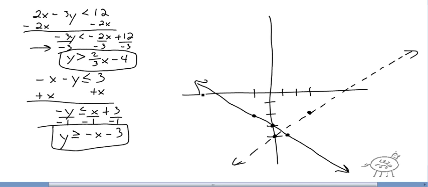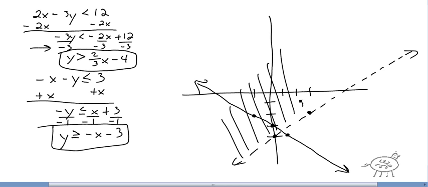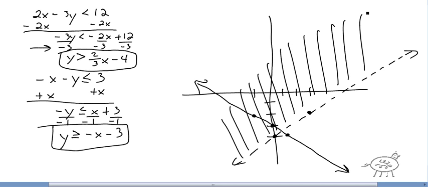Okay, and then we just figure out where we're going to shade. For the first one, it's greater than, and again, you're looking at your final answer. It's y is greater than 2/3 x minus 4. So for that one, we're going to shade above it. Okay, and then for the next one, that is also greater than. So this one you're going to shade above that one too, and above is here.